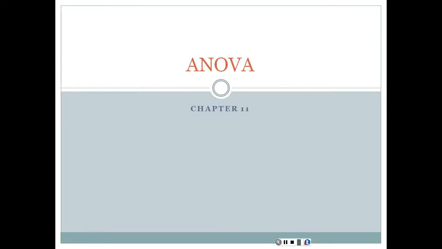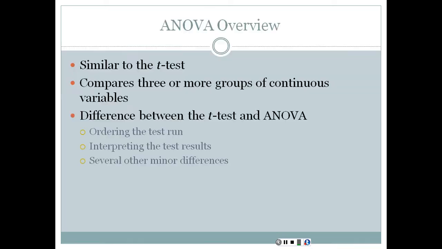This week we are going to discuss Anova, the Anova test. The Anova test, which stands for analysis of variance test, is actually similar to the t-test that we talked about a couple of weeks ago, except where the t-test compares two groups of continuous variables, the Anova test can compare 3 or more groups.